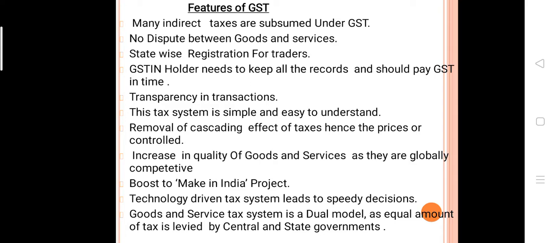These features all of you know very well. Many indirect taxes are subsumed under GST. No dispute between the goods and services. State-wise registration for the traders. Transparency in the transaction. Boost to Make in India project. Tax on tax system is removed. Removal of cascading effect also, as well as the quality of the product is good.